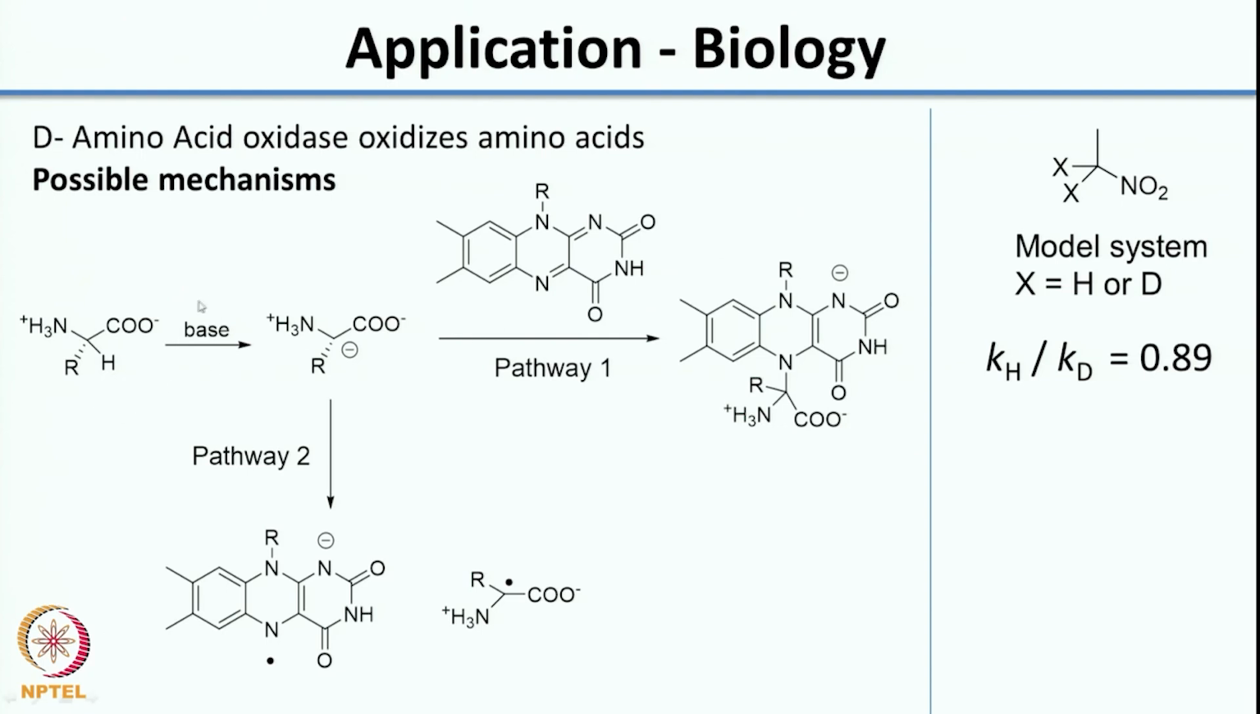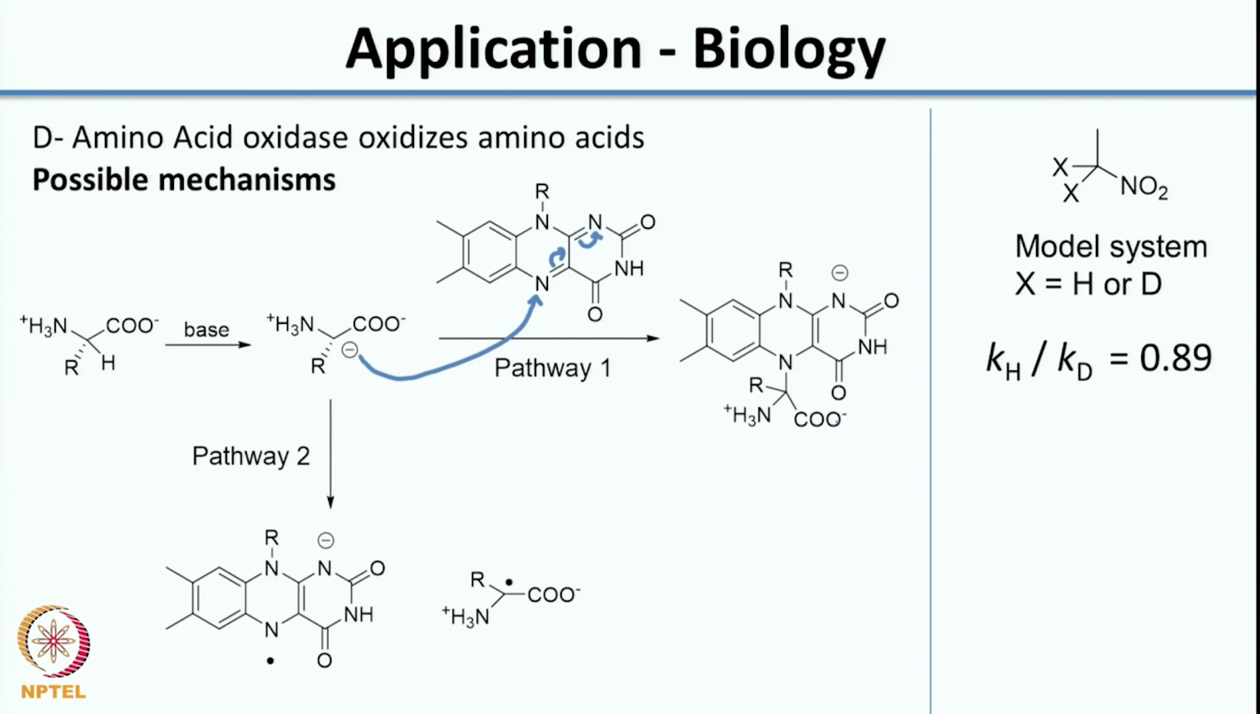It is proposed that the reaction takes place in the presence of a base. So, you have your amino acid bound to your enzyme, and it gets deprotonated to give you this anion. Now, once this anion is generated, there are two possible pathways. It can interact with this cofactor shown here, where you have an ionic mechanism. So, you can imagine this acting as a nucleophile to give you the product that is shown here.